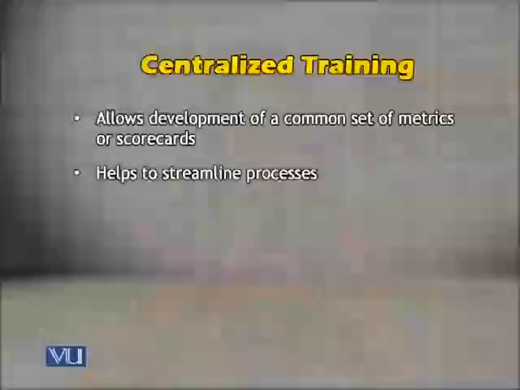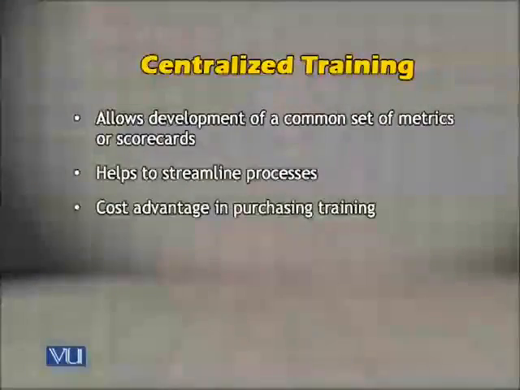So this is one of the advantages of having a centralized training function. Then it also helps you to streamline your training processes, because the training is being conducted at one place and the decisions are being taken in one place. Therefore, the processes can be streamlined and they can run smoothly without any delays or without any disintegration.